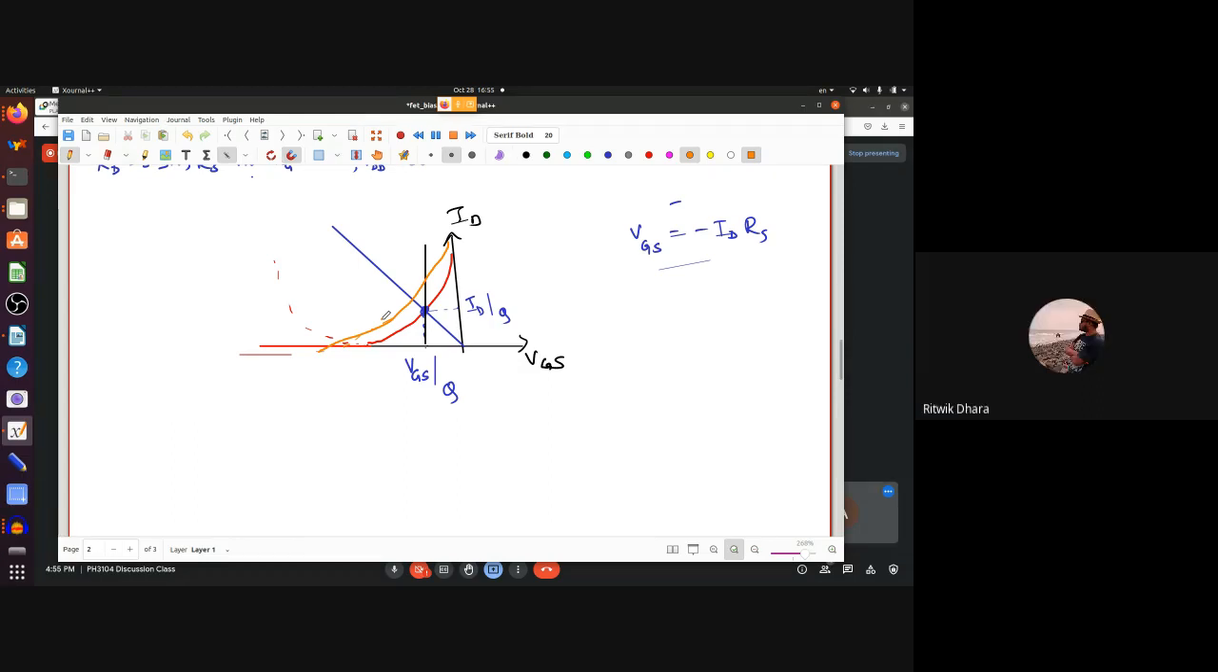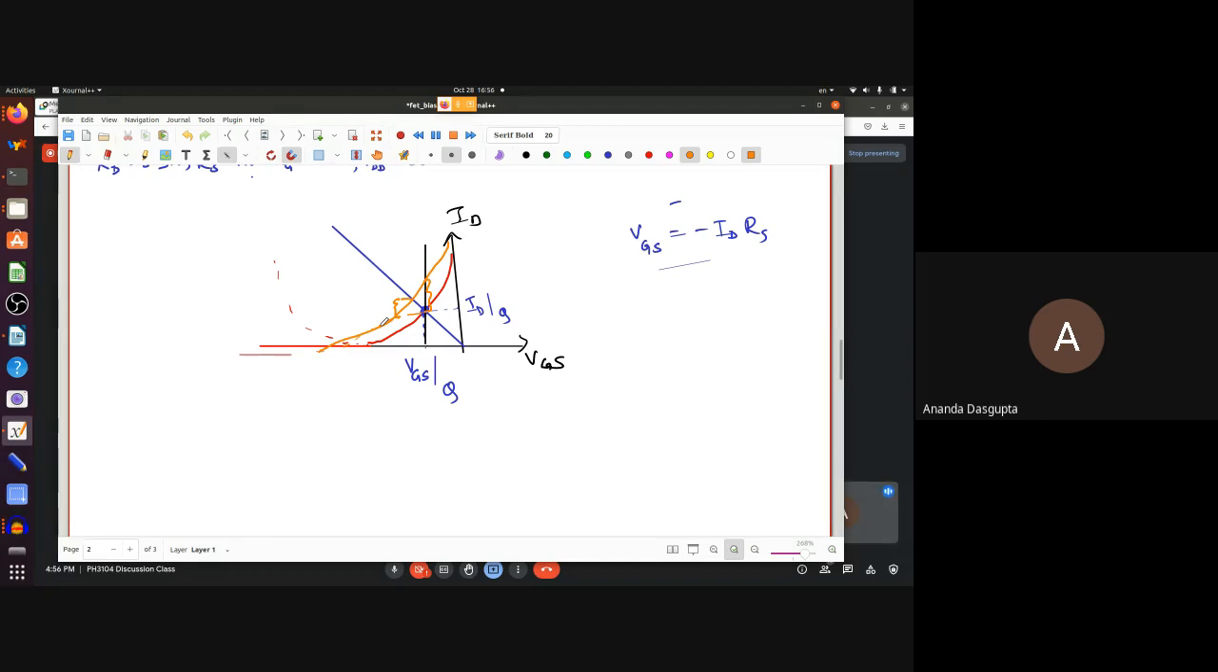The change of the quiescent point is much smaller than the previous case. Right, because the vertical line here meant that this was the change in the ID. Now you see the change in ID is a lot less. Okay, and it's the ID change which you worry a lot more about, because any change in ID will also change the VD, and that will have a bigger effect as far as the behavior is concerned. So here we have managed to reduce the ID change simply by replacing a vertical VGG line by a slanted VGG line.